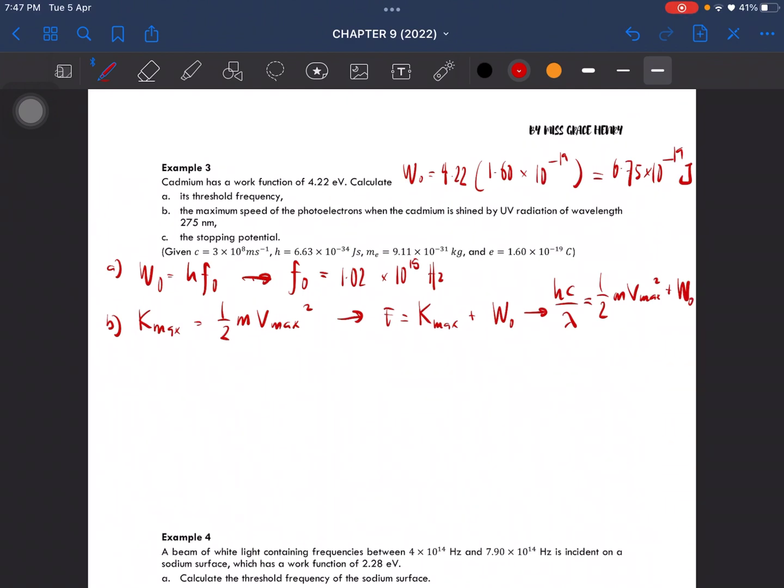From here, we can then rearrange to get the maximum speed. You should get 3.26 times 10 to the power 5 meters per second.